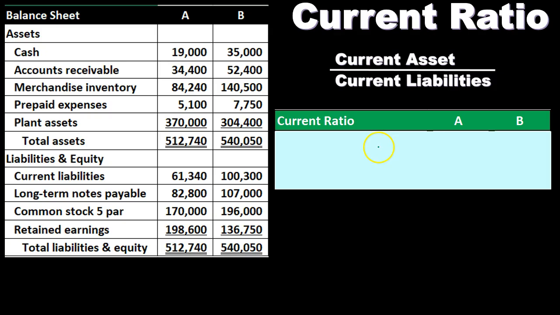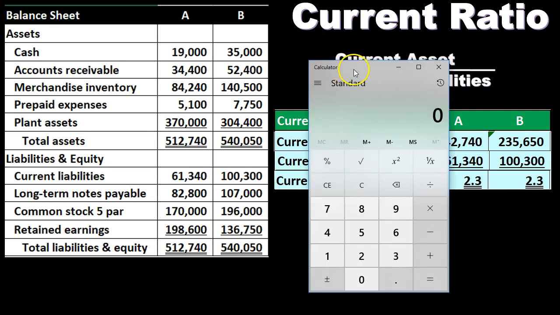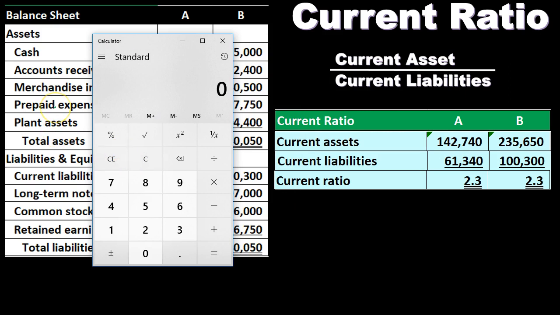So if we consider this calculation then with our data, we're going to take once again the current assets. So our current assets are going to be the 19, the 34,400, the 84,250, the 5,001 from the balance sheet compared to the liabilities. Looks like the same calculation now. However, of course, this time we're not subtracting the two, but dividing them. So we're going to divide those out, and that gives us a 2.3. So let's see what that looks like. It's 142,740 divided by the 61,340, and that gives us our 2.3.